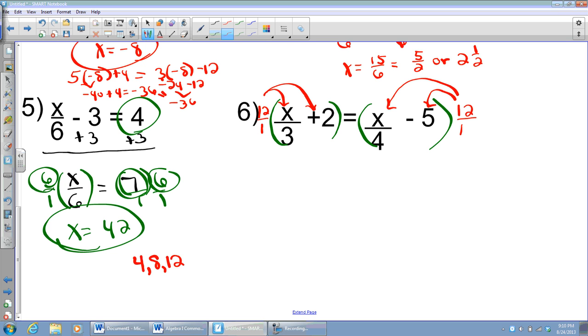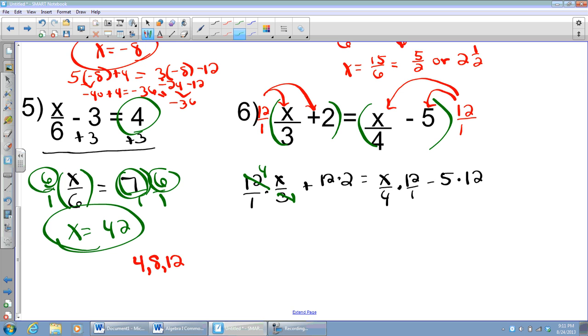And here's what my problem will look like. I'll have 12 over 1 times x over 3 plus 12 times 2. I didn't write it as a fraction because 2 is not written as a fraction. x over 4 times 12 over 1 minus 5 times 12. Okay, simplifying this fraction. 12 thirds is the same as 4 over 1. 4 times x, 4x. It's over 1, but that simplifies to 4x. Plus 12 times 2, 24.